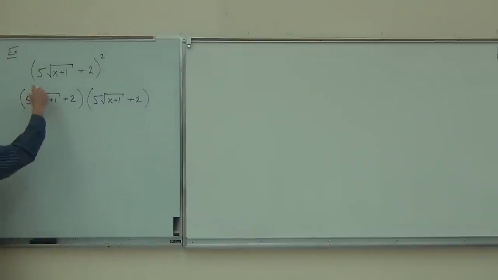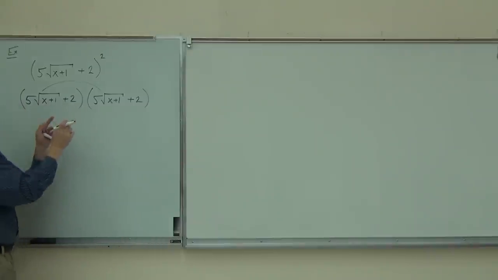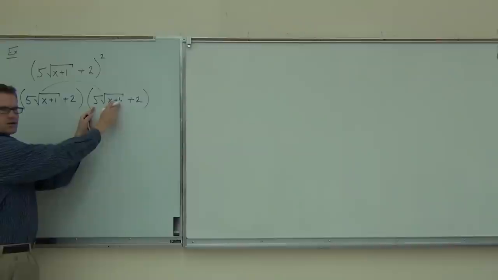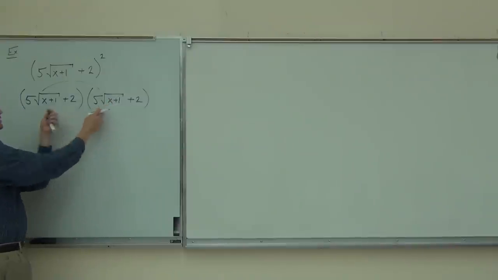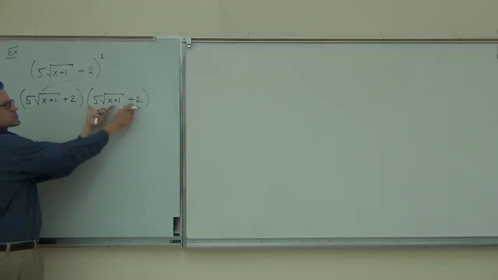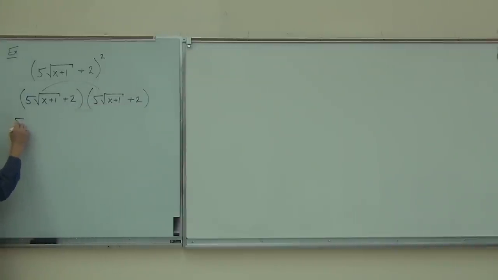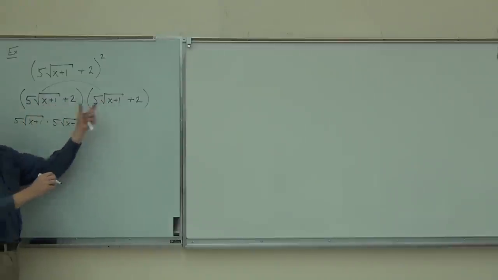The first thing we'll do is 5 square root of x plus 1 times 5 square root of x plus 1. Look up here at the board. This right here is our first term, this entire expression. And this is our first term, our entire expression. Are you with me on that? So here's our first and our second, first and our second. So 5 root x plus 1 times 5 root x plus 1.